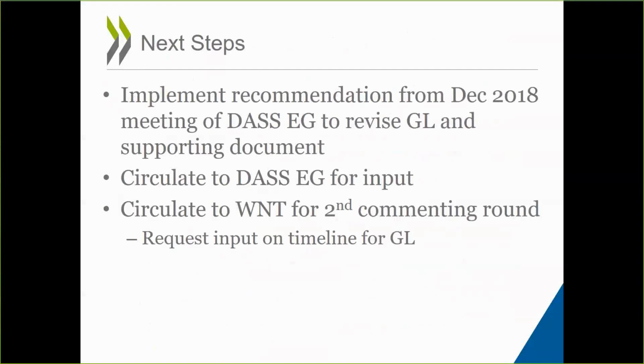So where do we go from here? We have a lot of recommendations from that December 2018 meeting. So the next step is to implement those and to revise the guideline and supporting document. We will certainly circulate it initially to the defined approach Skin Sensitization Expert Group for input and initial preview, and then it will be circulated more broadly to the WNT for a second commenting round and also posted for public comments as well.